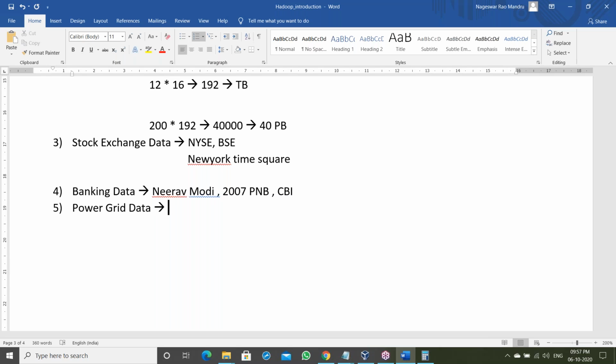Suppose we ask what the power demand will be next month. How do we predict it? The state government has to predict how much demand is required next month, and they can predict it based on history. For example, what were the power demands in October last year? Based on that they can analyze. For power prediction they need all the data, and they should estimate the demand, otherwise the government will fail. So power grid data also comes under big data.